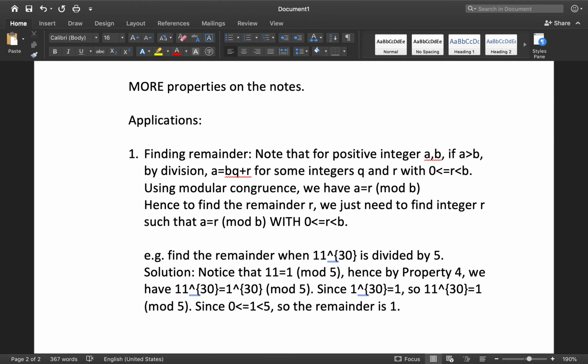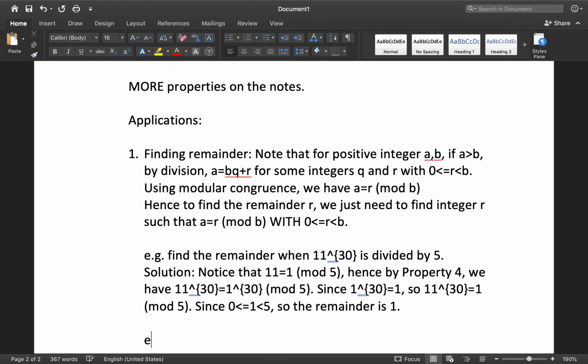So this is how you apply modular congruence to find the remainder when one number is divided by another. Usually the number which is divided is very big. You apply that method, then you can reduce it using congruence to much smaller numbers. So this is one example.